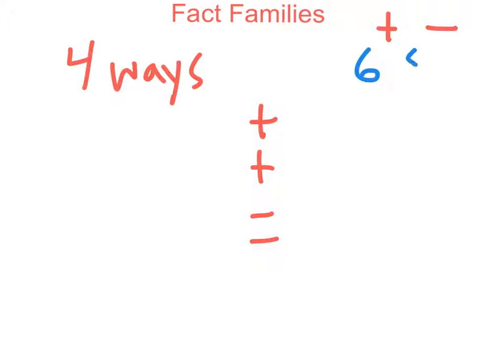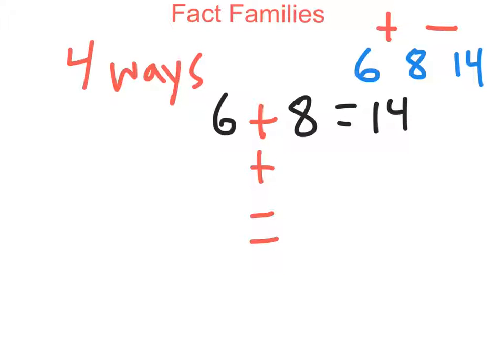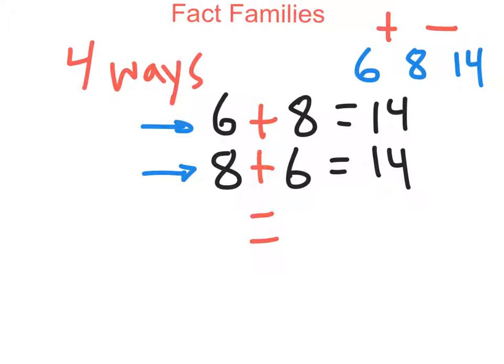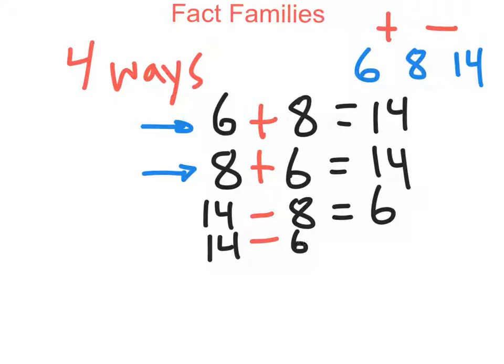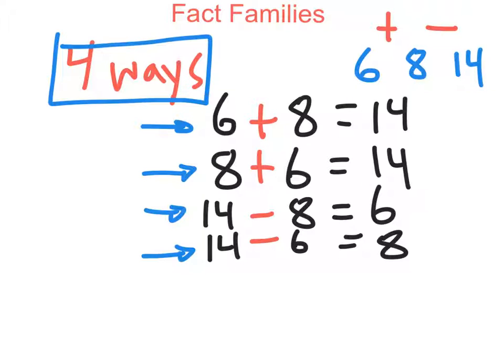6, 8, 14. Well, I can write those 3 numbers like this. 6 plus 8 equals 14. But I could also write it as 8 plus 6 equals 14. So there you see I have 2 addition facts that I could write. When it comes time for subtraction, I could write 14 minus 8 equals 6, and 14 minus 6 equals 8. And there I have 2 subtraction. So those are my 4 ways to write, 2 addition and 2 subtraction.